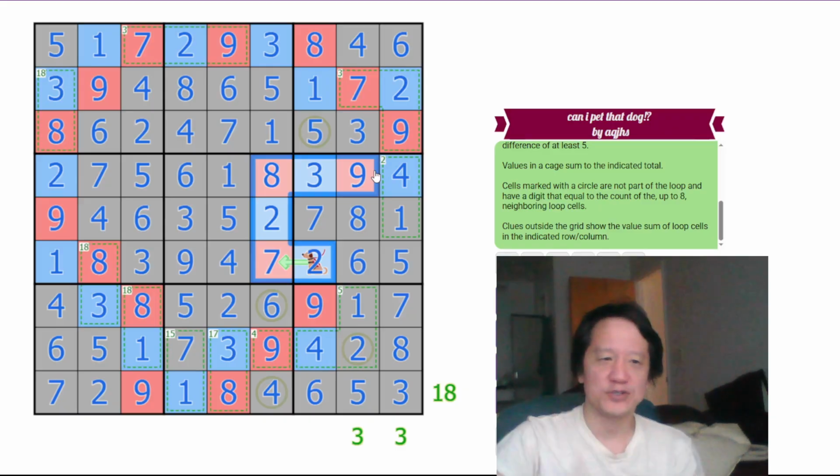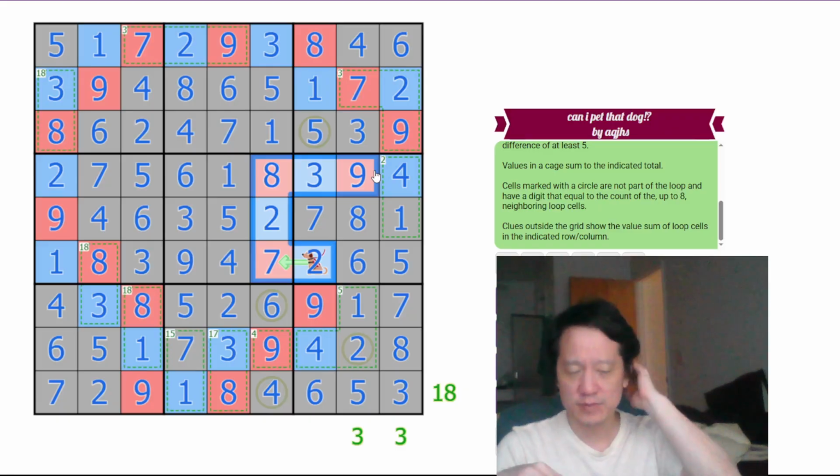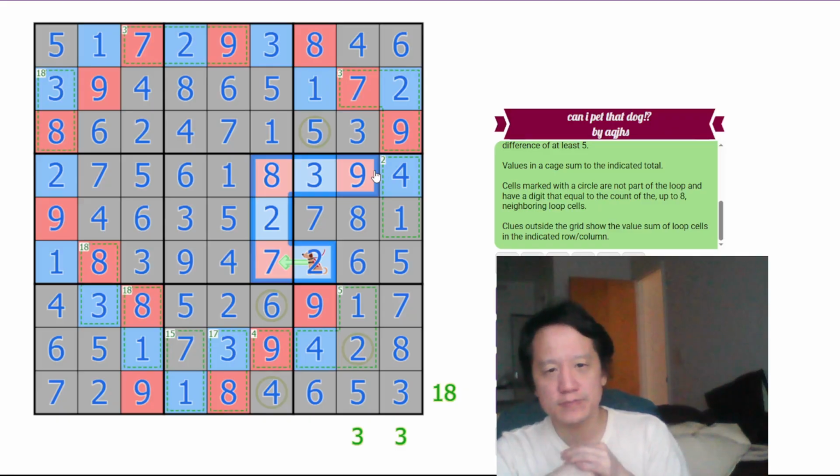Anyways, very cool puzzle. I liked it. I liked the new rule set, and it worked out very well. Puzzle flowed very well. Challenging level, but not hard. So, very cool puzzle.